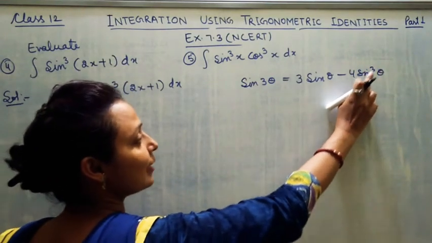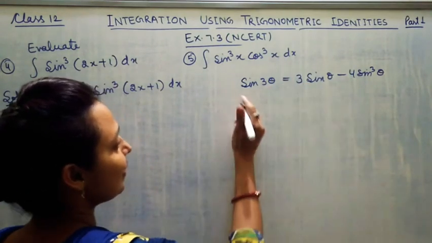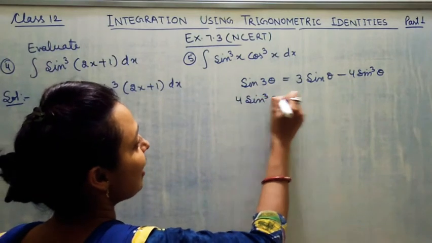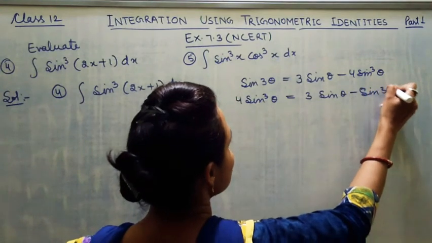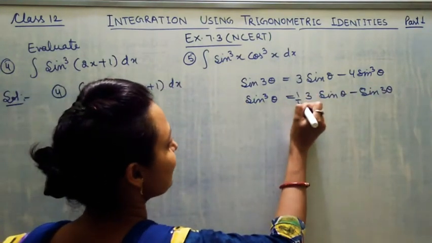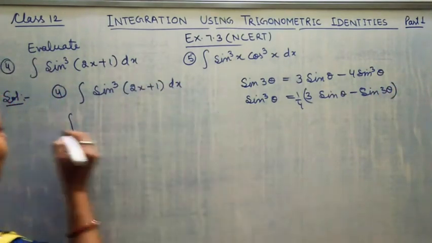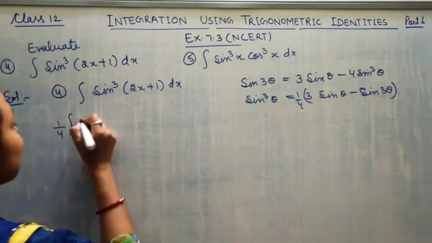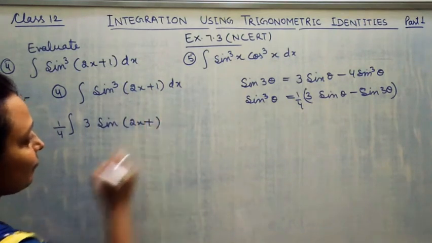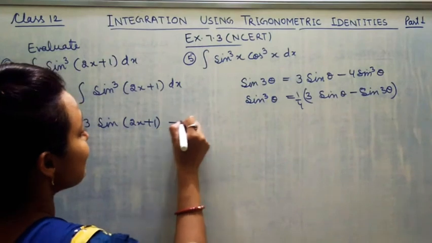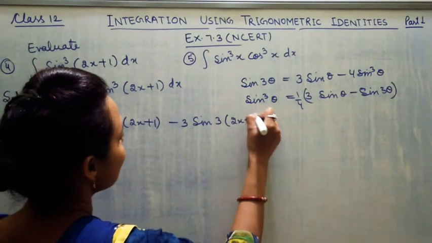What is that? That is 3 sin theta minus 4 sin cube theta. I want the value of sin cube theta. That's why I will take this on the left hand side: 4 sin cube theta equals 3 sin theta minus sin 3 theta, right? I will take this 4 in the denominator. So I will apply the same formula in this question. 1 by 4 as a common factor: 3 sin theta, that is sin of 2x plus 1, minus sin 3 theta, that is sin of 3 into 2x plus 1, dx.